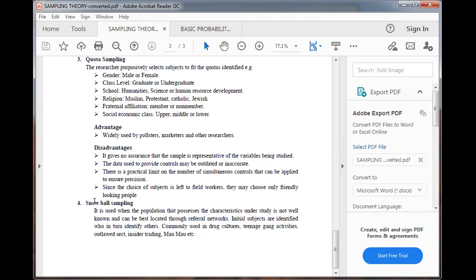But I want you to go ahead and make yourself conversant with the advantages and the disadvantages of each, because they are briefly highlighted there. But the key thing, the moment you have understood what they mean, you can relate them with the advantages and the disadvantages that are given.